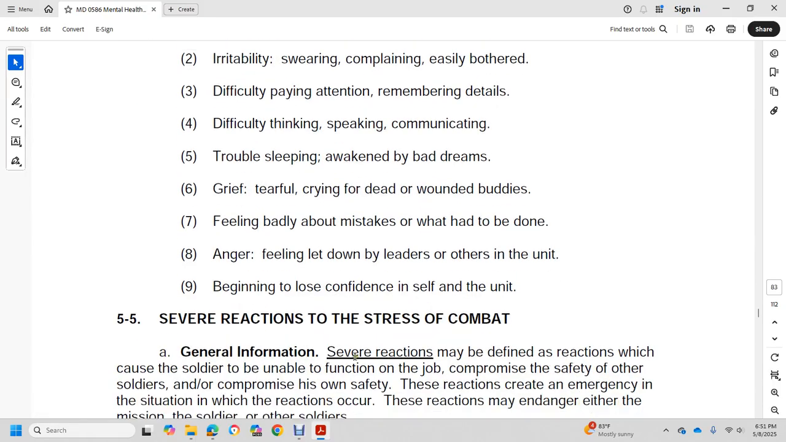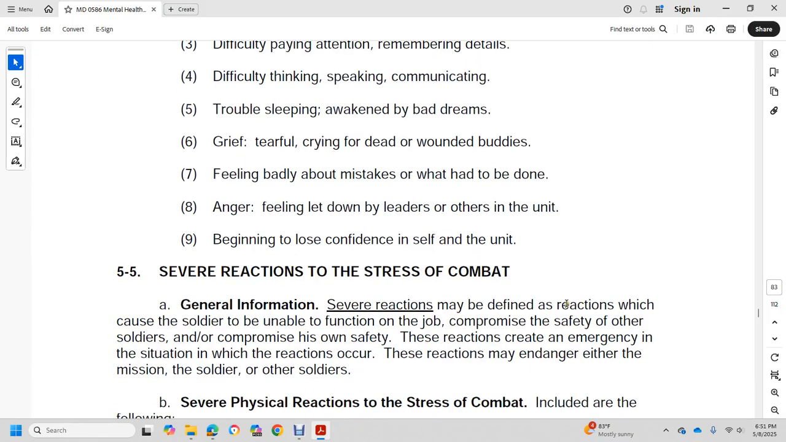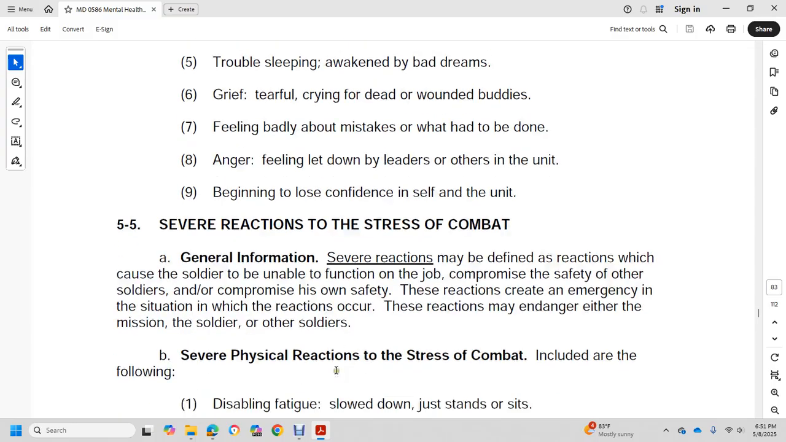Severe reactions to combat stress: general information. Severe reactions are defined as reactions which cause the soldier to become nonfunctional on the job, compromising the safety of other soldiers or his own safety. These reactions create an emergency when the situation breaks into action. The reactions endanger the mission and the other soldiers.